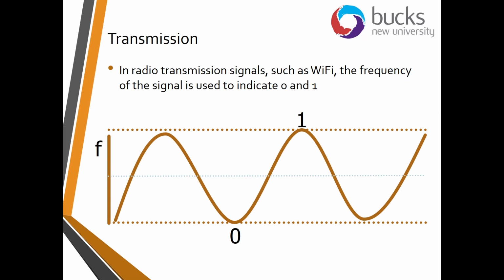In radio transmission signals, such as Wi-Fi, the frequency of the signal is used to indicate 0 and 1. So low frequency, 0, and high frequency, 1. And again, we have an in-between area where we would be unable to determine whether the signal should be a 0 or a 1, or it might be misinterpreted from a 0 to a 1 or from a 1 to a 0. So this grey area exists within radio frequency transmission as well as electrical transmission.